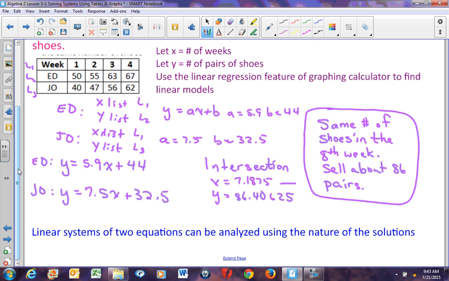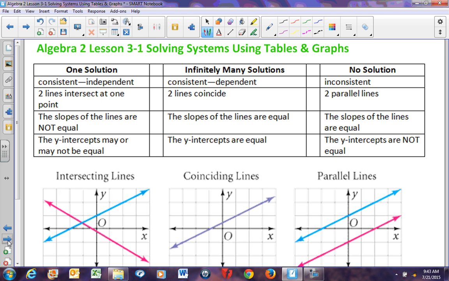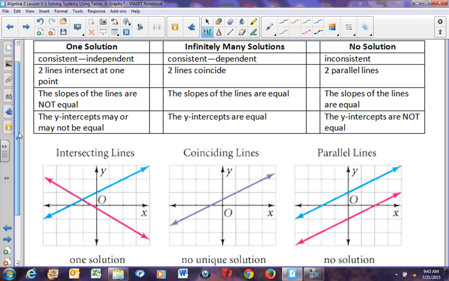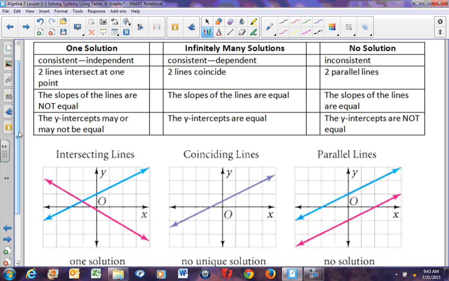Linear systems of 2 equations can be analyzed using the nature of the solutions. Okay, let's look at this for a second. And I've got this both in picture form and figure form. If it's one solution, it's consistent, which makes it independent. 2 lines intersect at one point. The slopes of the lines are not equal, and the y-intercepts may or may not be equal. So here's a picture of this. Here's where the unique solution of this particular equation will be.